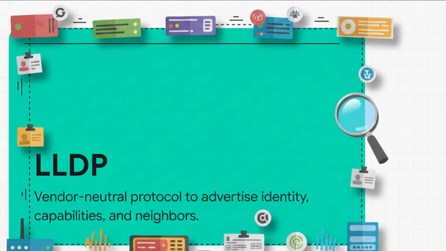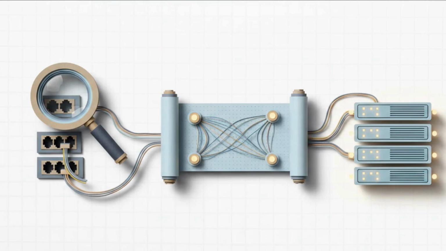And because it's vendor neutral, it honestly doesn't care if a device was manufactured by Cisco or Juniper or anyone else. It acts as that universal translator, making absolutely sure that every single piece of hardware can read everyone else's ID badge. Now, you might be wondering, why does this actually matter to us? Well, if you're managing an IT environment, LLDP is something you're going to rely on every single day.